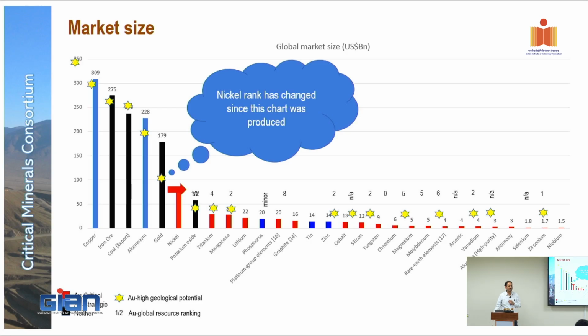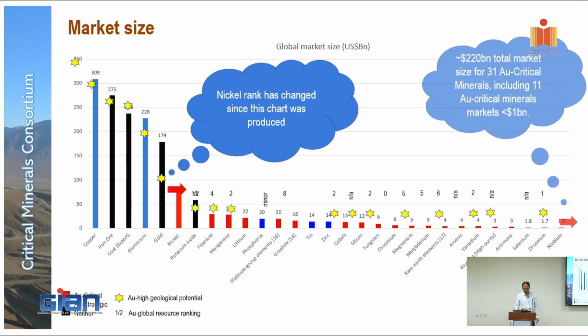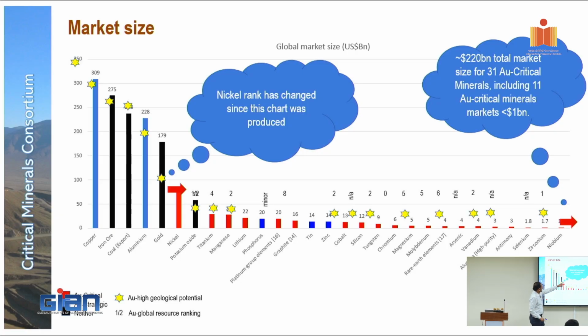Good, absolutely. Again, my second article is all about that stockpiling. So that's what I'm saying. 220 billion total market size for 31 Australian critical minerals, including 11 Australian critical minerals markets, less than 1 billion each. Very tiny.